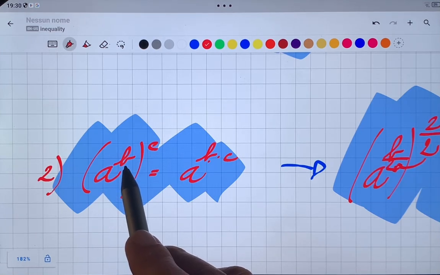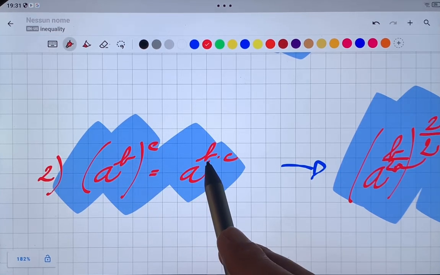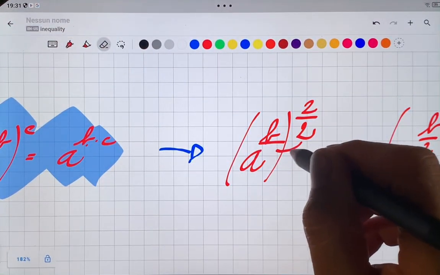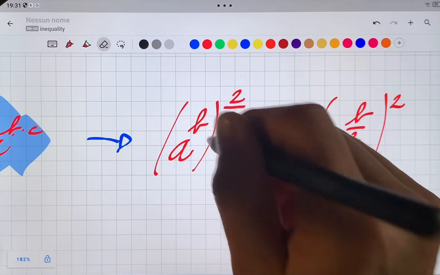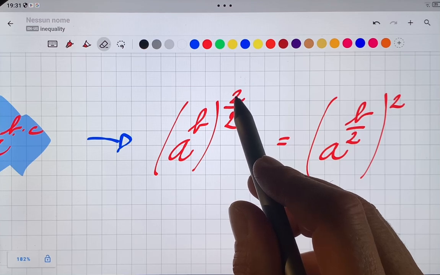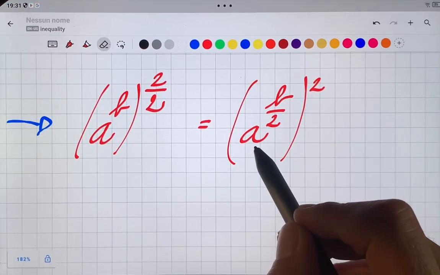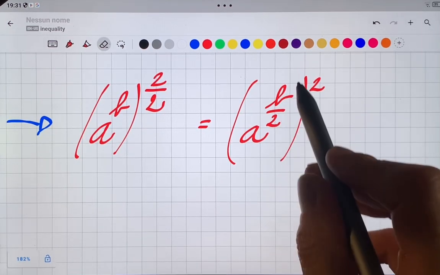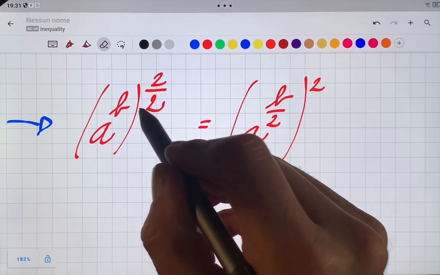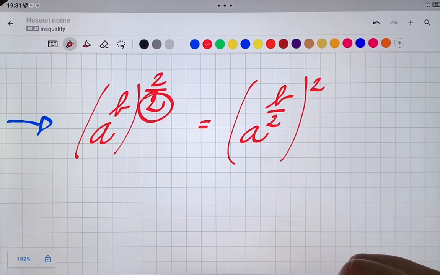A to the power of b to the power of c is equal to a to the power of b times c, the product of the powers. In our case, we have a to the power of b to the power of 2 over 2, and we can write it as a to the power of b over 2. So basically we divide b by 2.